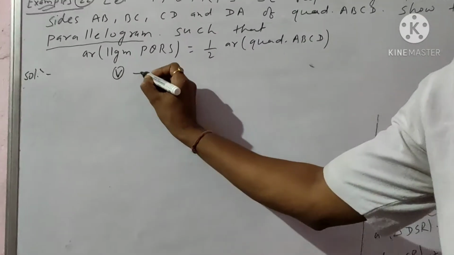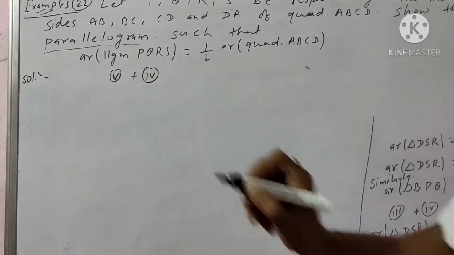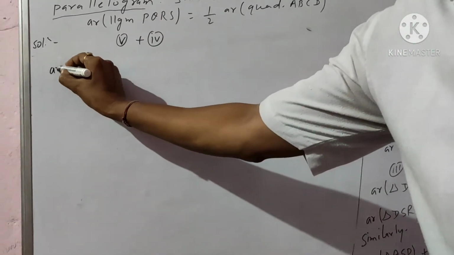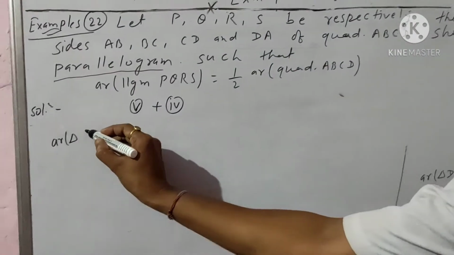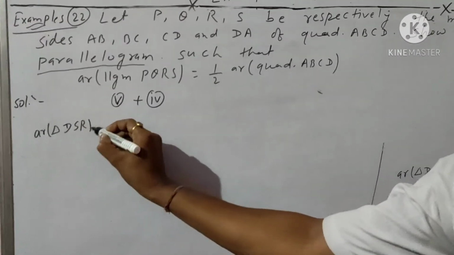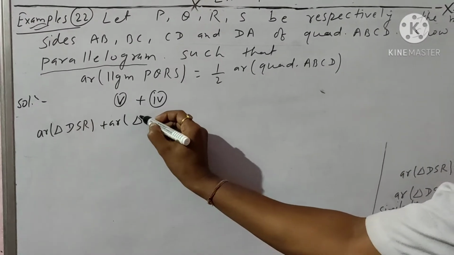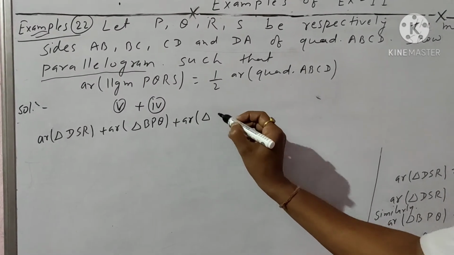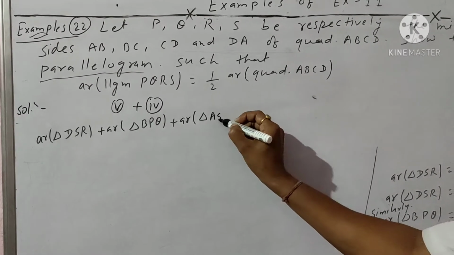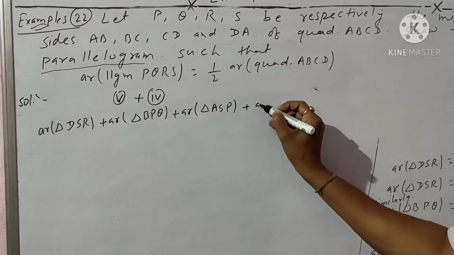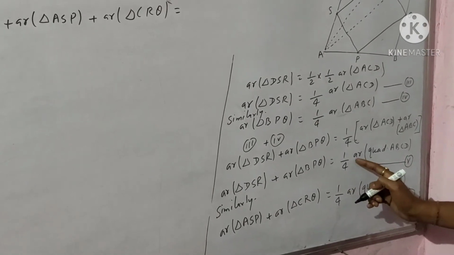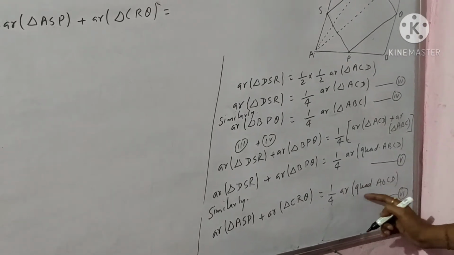Equation 5 plus equation 6, so we can write here area of triangle DSR plus area of triangle BPQ plus area of triangle ASP plus area of triangle CRQ is equal to 1 by 4 area of quadrilateral ABCD.